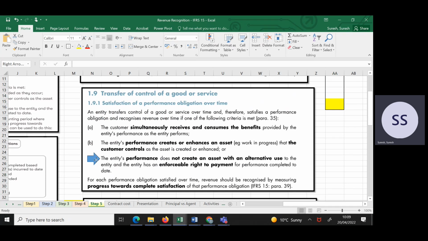And the third one, the entity's performance, right here, enforceable right to payment. So the entity, I have an enforceable right for the payment.